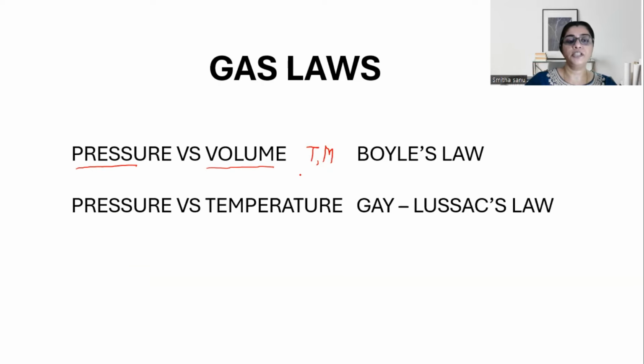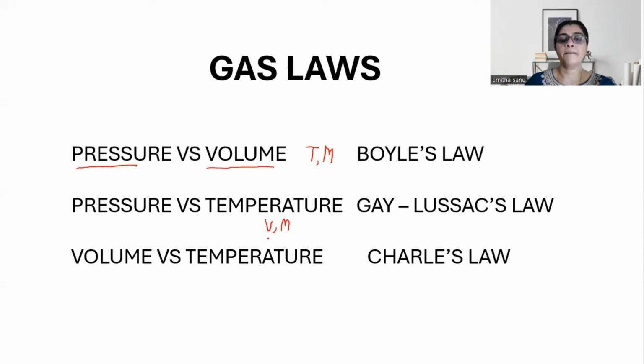The next investigation could be pressure versus temperature, where volume and mass are fixed. How does change in pressure affect the temperature or vice versa, which is Gay-Lussac's law. And the same thing, how does the change in volume affect the temperature, where you have pressure and mass constant, is called Charles' law. So these are the gas laws where we investigate change in one, how it affects the other, and the remaining two parameters are constant.